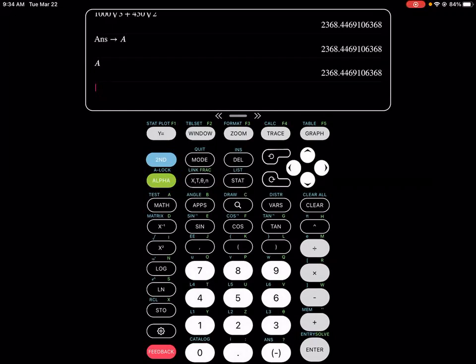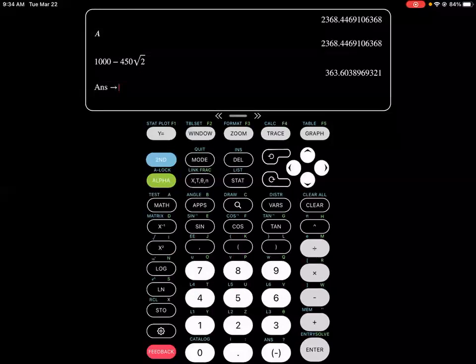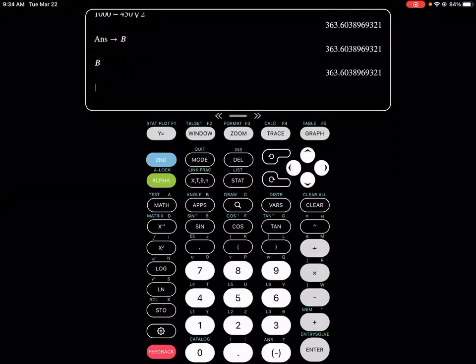Okay. Then I'm going to type in my second, my vertical component, 1000 minus 450 radical 2. Okay, and that's going to be 363, blah, blah, blah. And I'm going to store it. So press store in alpha B. And anytime I hit alpha B, that number is going to be in there.